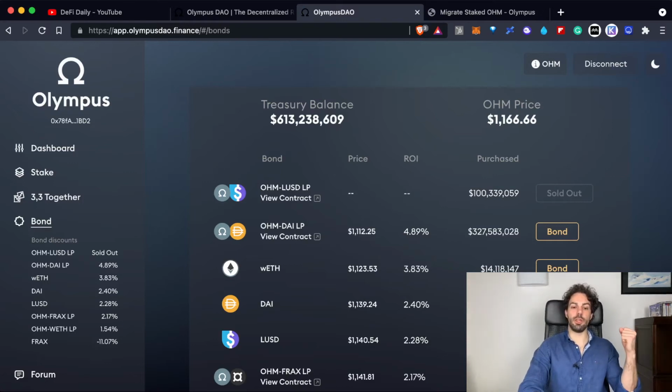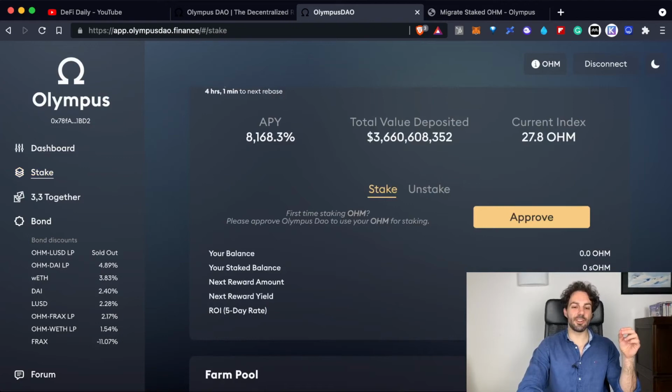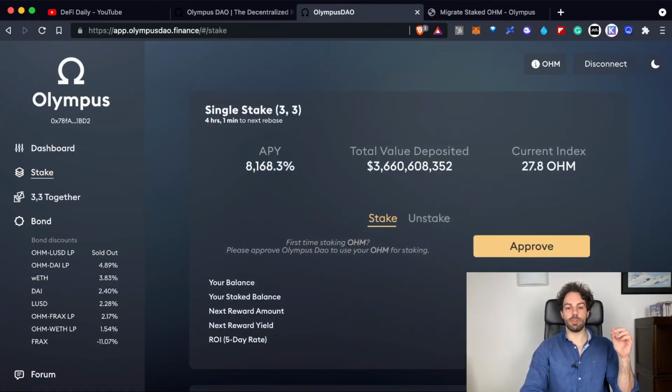On the other side, to incentivize people to keep their OHM tokens, there is this staking feature that right now is offering an incredible APY of 8,168%. The way that Olympus DAO is able to guarantee this kind of APY is through the bonding feature, and that's the reason why I chose to talk about the bonding feature before going to the staking one. Because through the bonding feature, people are providing liquidity and assets to the protocol. And all of these assets are used to back the new tokens that are minted and distributed.